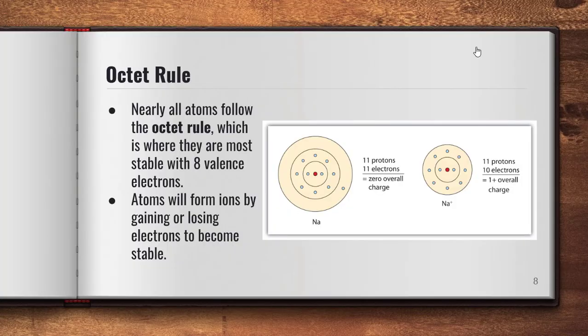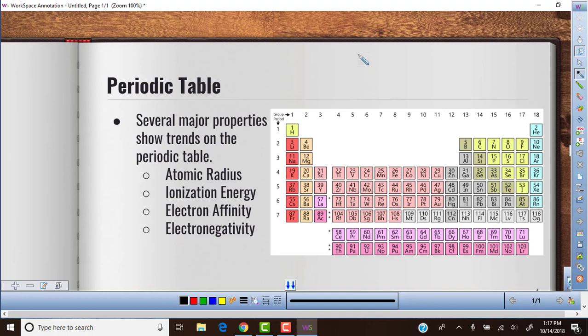Keep in mind that nearly all atoms follow the Octet Rule, which says that they are most stable when they have 8 valence electrons. So atoms form ions by either gaining or losing electrons in order to become stable. To do this, they chemically bond with other atoms that either want to gain or lose electrons. As a result of this, they become stable. That's the whole reason why atoms chemically bond: in order to get to a stable level of valence electrons.